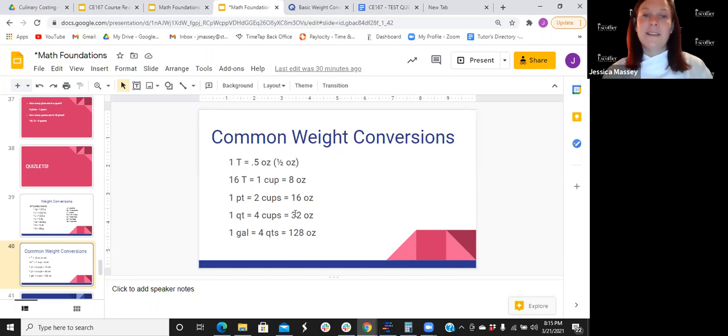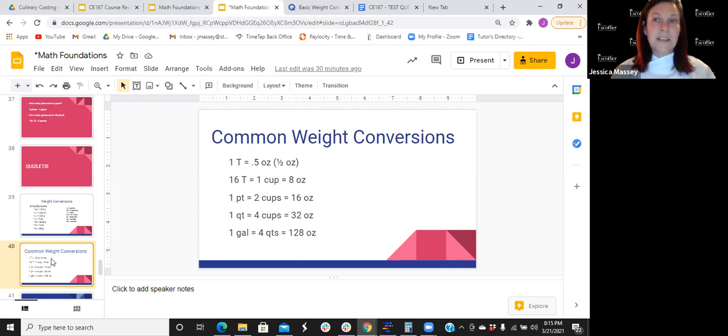Quart, 32 ounces. Gallons, 128 ounces. Again, these are really interchangeable. Like if you can remember there's 8 ounces in a cup and there's 16 cups in a gallon, you can figure out how many ounces are in your gallon based off of that. So kind of working your math. Again, that's why I love math.